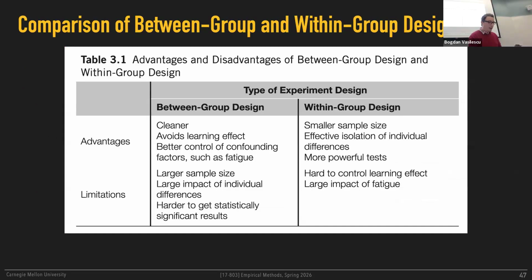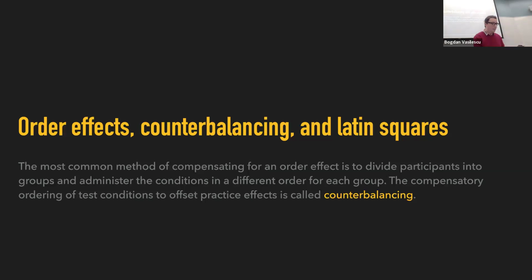Okay, and I think we talked about these. Yeah, harder to get statistically significant effects, meaning at the same sample size. So you need 3 times or whatever as many participants to have the same statistical power. Okay, so then we didn't really talk about order effects. We talked about them being a problem, but we didn't talk about how we do something about the problem. So here's one way to do something about the problem.